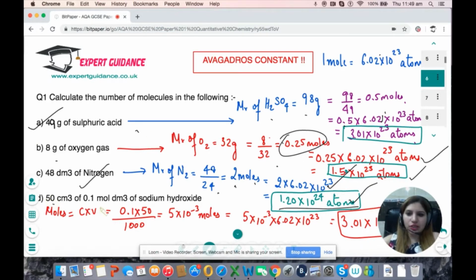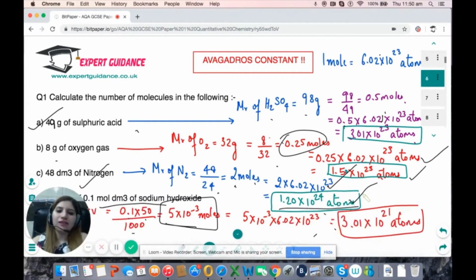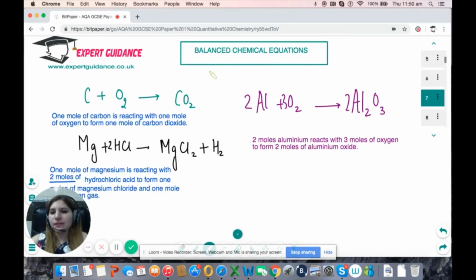50 centimeter cube of 0.1 moles per dm cube of sodium hydroxide. Moles is concentration times the volume. The concentration is 0.1, volume is 50 over 1000 because it is in centimeter cube. That gives us 5 times 10 power minus 3 moles. We'll times it by the Avogadro's constant and we get 3.01 times 10 power 21 atoms. Okay, so I hope the calculations of moles, number of molecules, masses and volume are clear to you. Okay, now let's see what is a balanced chemical equation.